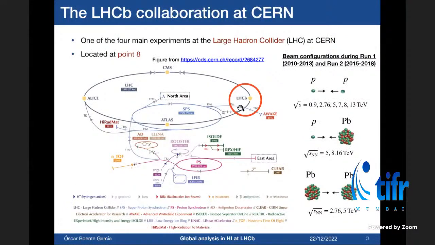So you already know this. LHCb is one of the 4 main experiments located at the Large Hadron Collider. We are here in the French part. And basically, for the last 10 years, more or less, during Run 1 and Run 2, we have taken data of colliding protons on lead nuclei and also lead nuclei together.